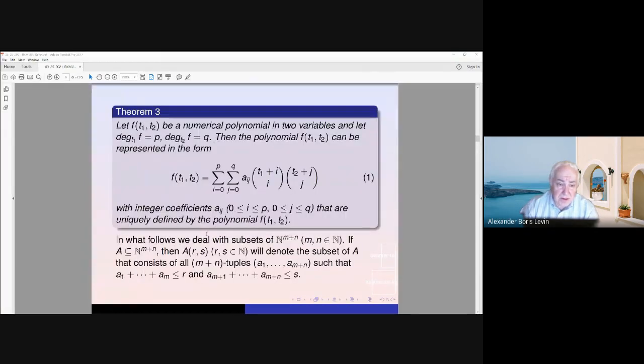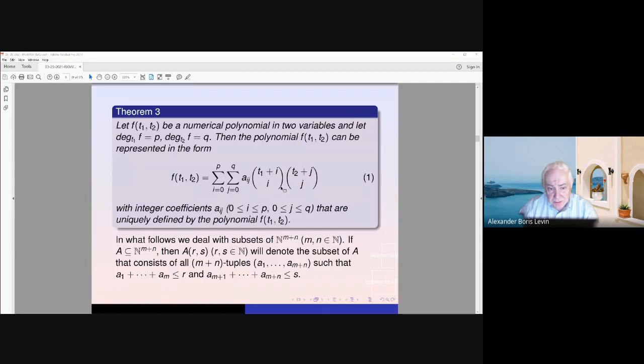Okay, so this is the theorem about the representation of numerical polynomials. If you have a numerical polynomial, say in two variables, and the degree with respect to t1 is p and the degree with respect to t2 is q, then such a polynomial can always be written as a combination of these binomials with integer coefficients. That's the advantage of this representation, because those coefficients are integers, not rational numbers. So this is the so-called canonical representation of a numerical polynomial.